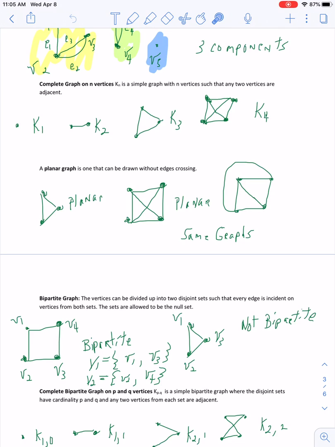What other graph is bipartite? Well, K2 is bipartite. How do I see that? Well, I put this vertex in one set, this vertex in another set, and it's true, every edge is incident with vertices from both sets.